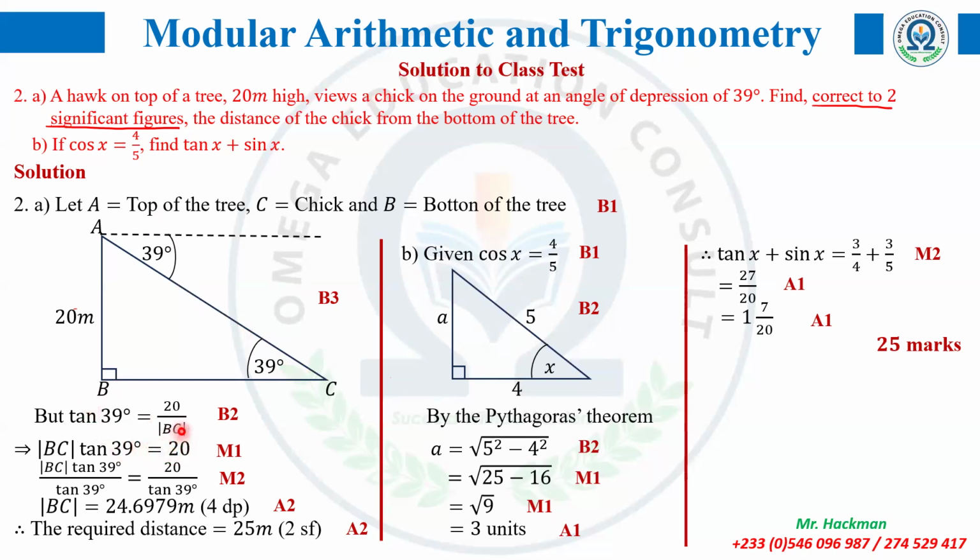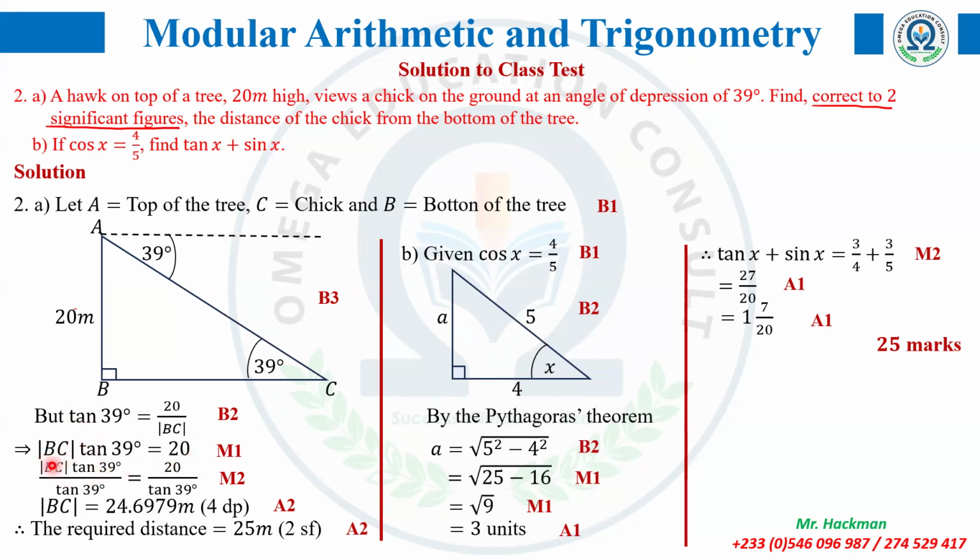So what do you do? You cross multiply, and that will give you the M1 here. If you cross multiply, it will be the length of BC tan 39 degrees. And I told you, don't write it as tan 39 times the length of BC. Whatever you are multiplying should always be a coefficient of your tan. Take note of that.